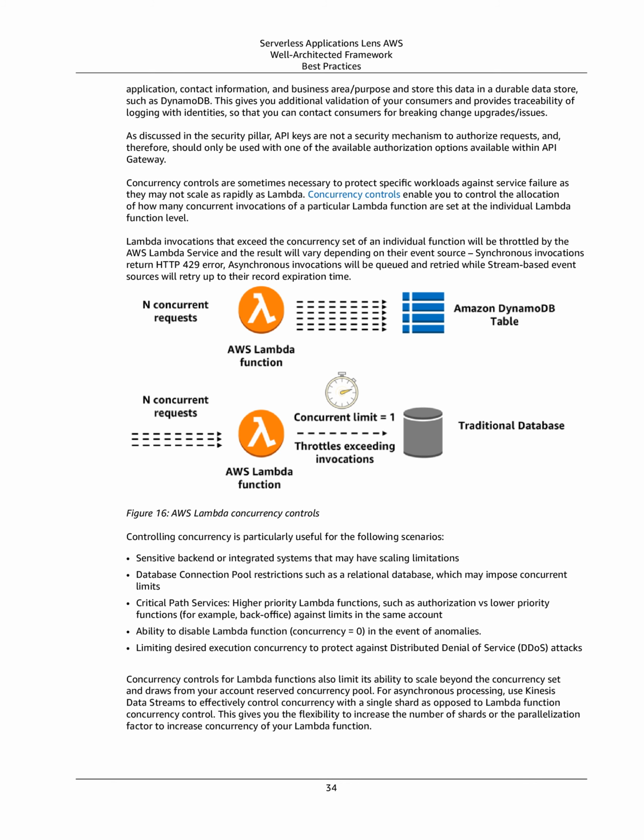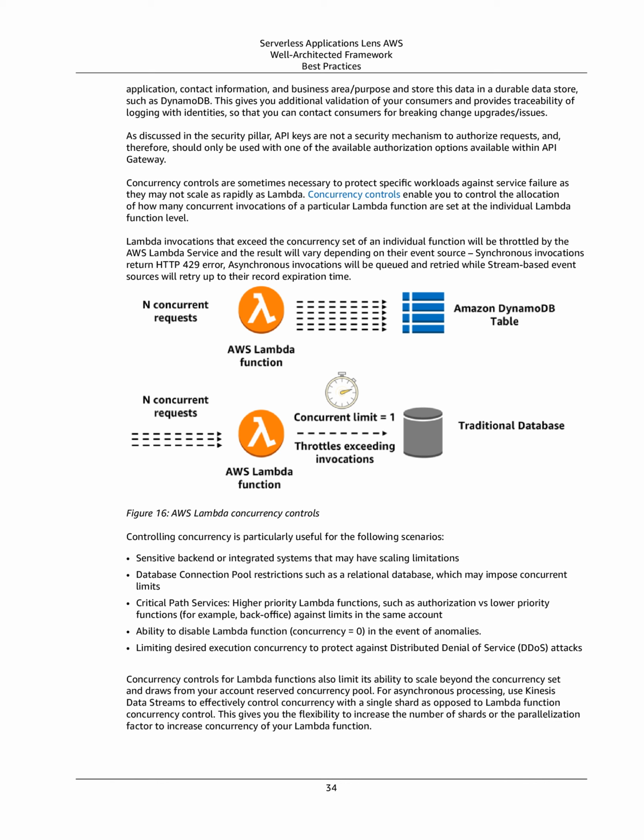and the result will vary depending on their event source. Synchronous invocations return HTTP 429 error. Asynchronous invocations will be queued and retried, while stream-based event sources will retry up to their record expiration time. Controlling concurrency is particularly useful for the following scenarios: sensitive backend or integrated systems that may have scaling limitations.